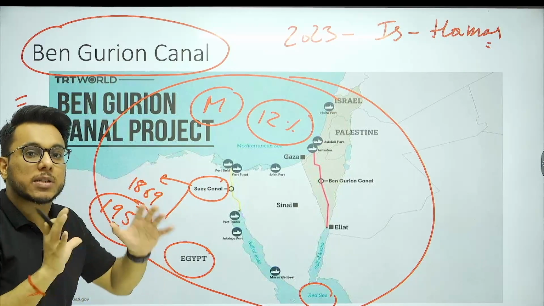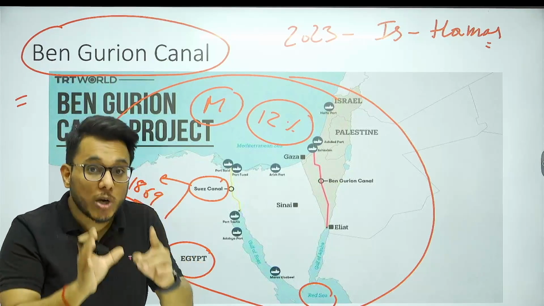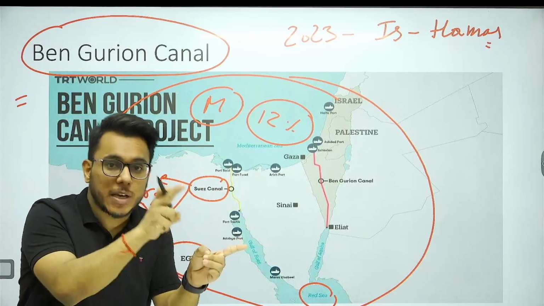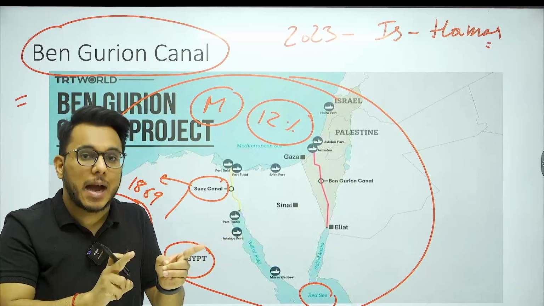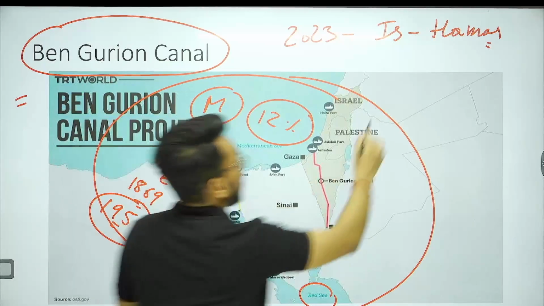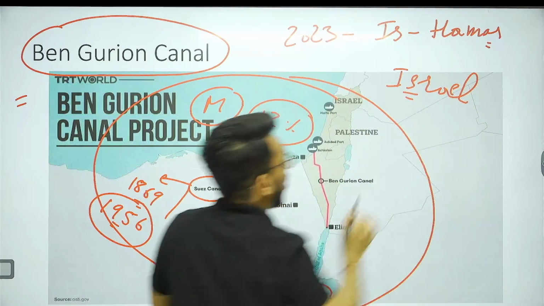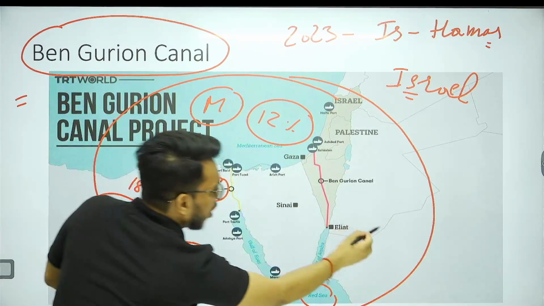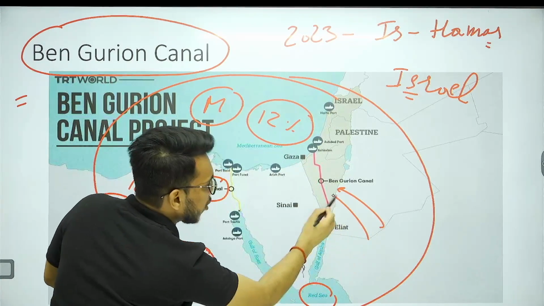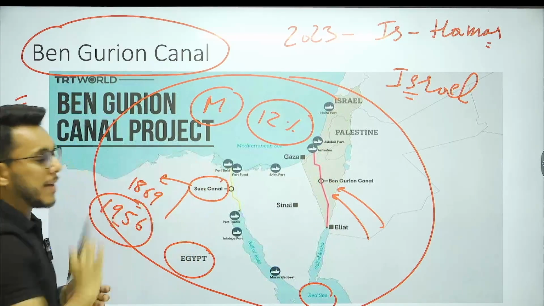So US wants an alternative, and US wants that this particular alternative should be situated in ideological ally of US. Who is ideological ally of US in this particular area? It is Israel. So what US wants? US wants that an alternative canal, an alternative route should be dug from Israel, within Israel.